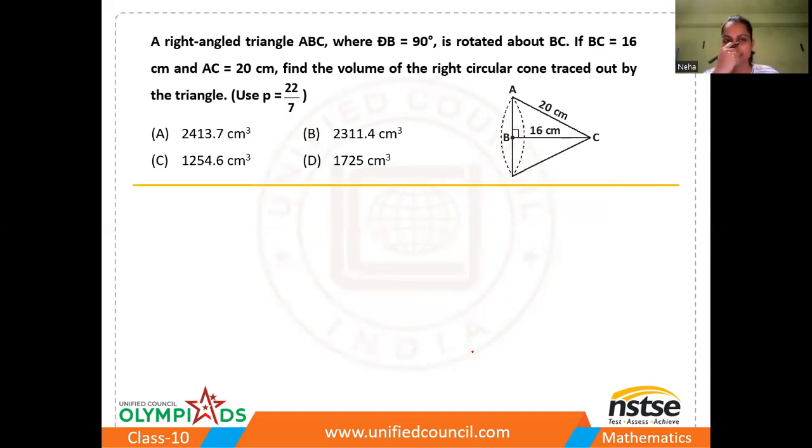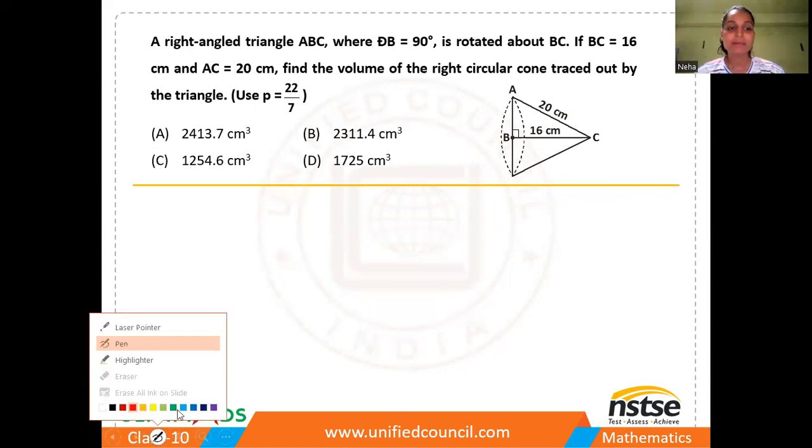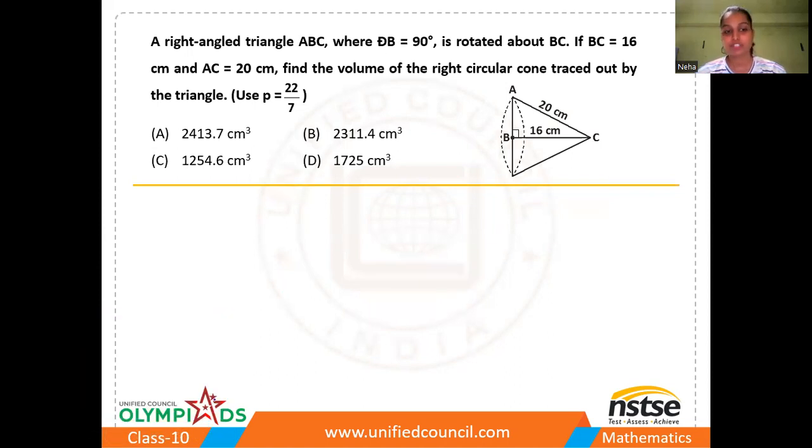Here is the next question. The next question also belongs to the mensuration. Okay, and mensuration questions, they will take some time to solve. Okay, so just save some time for the questions of mensuration. Okay, now here is the next question.